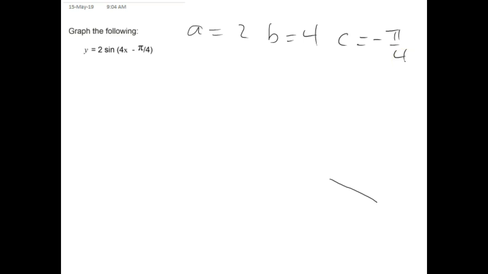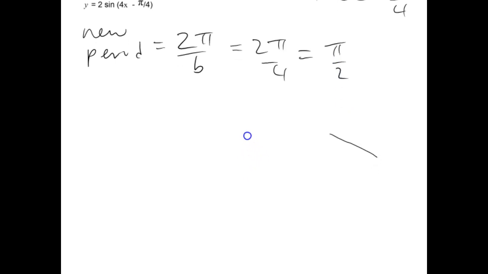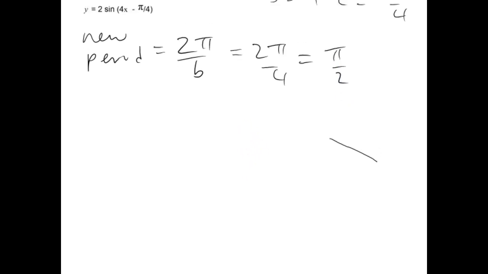The next thing we need to look for is the new period. The new period is the old period, which is 2 pi divided by the b. Our b is 4. So my new period would be 2 pi over 4, which breaks down into pi over 2. It's always good to write in lowest terms.